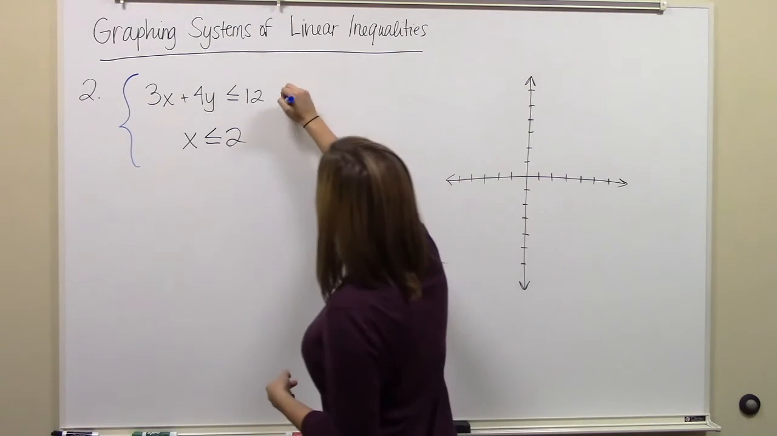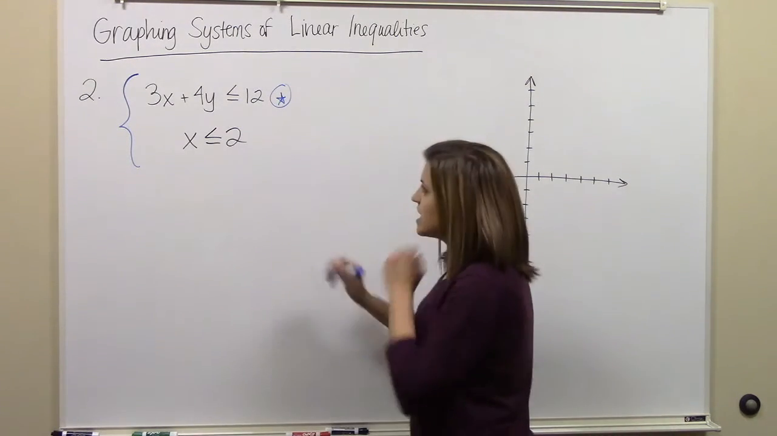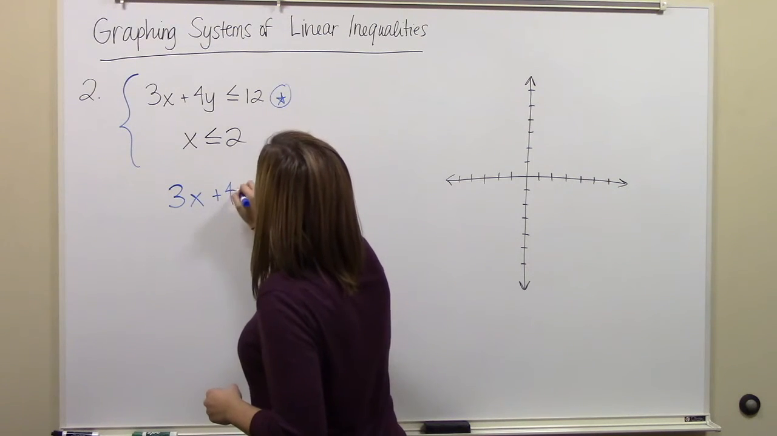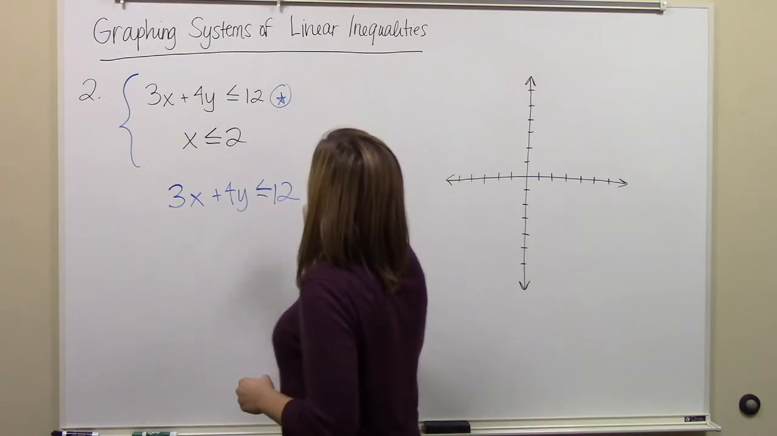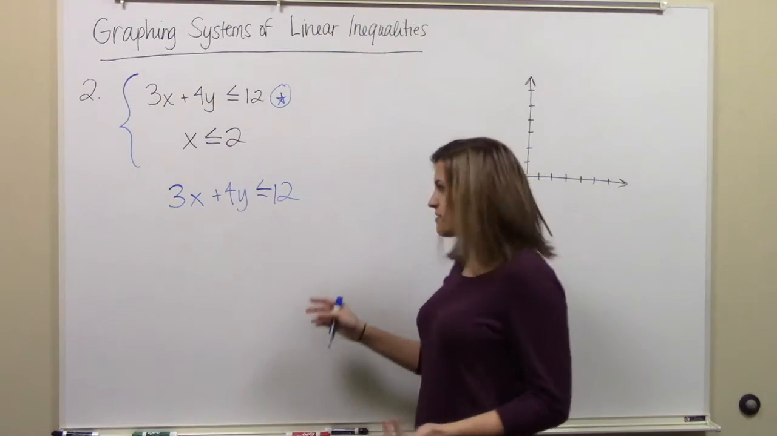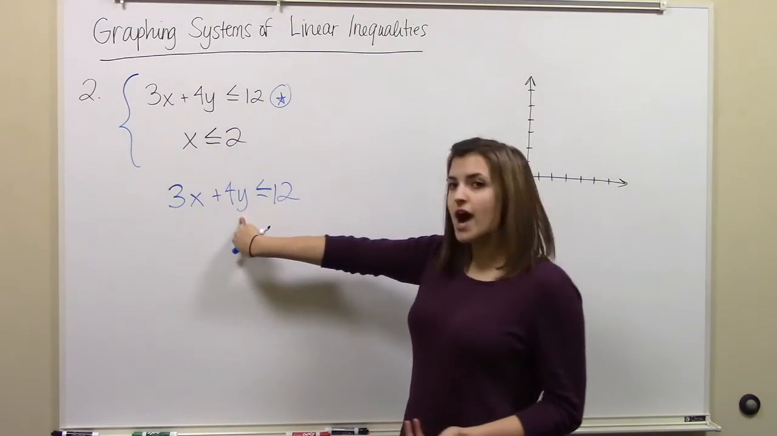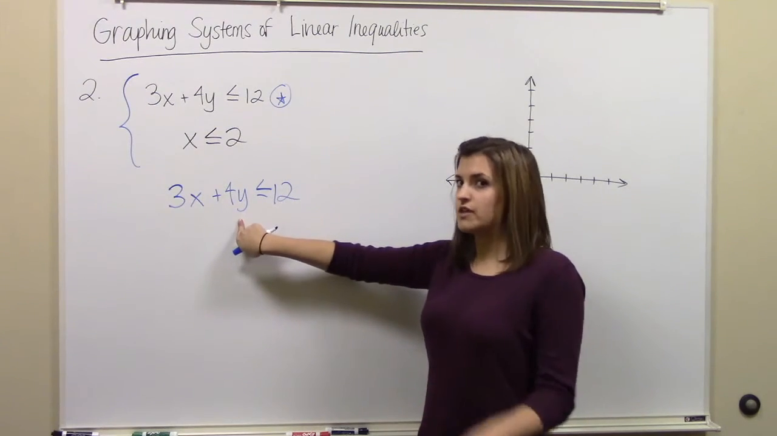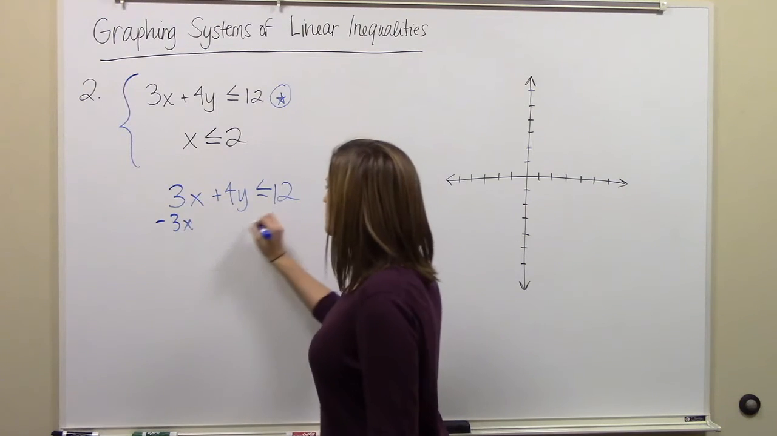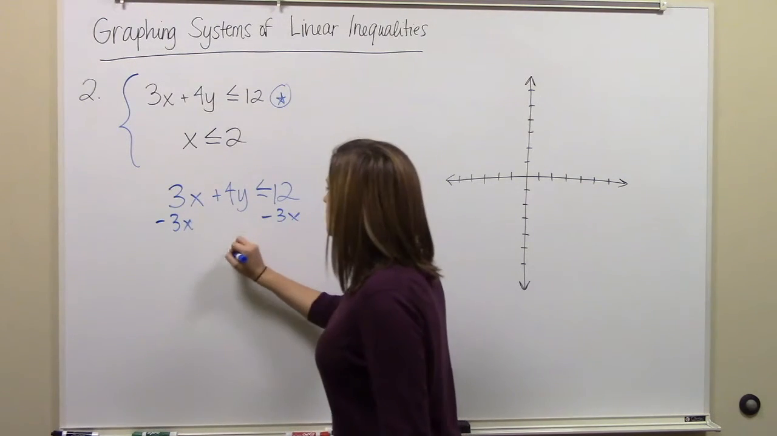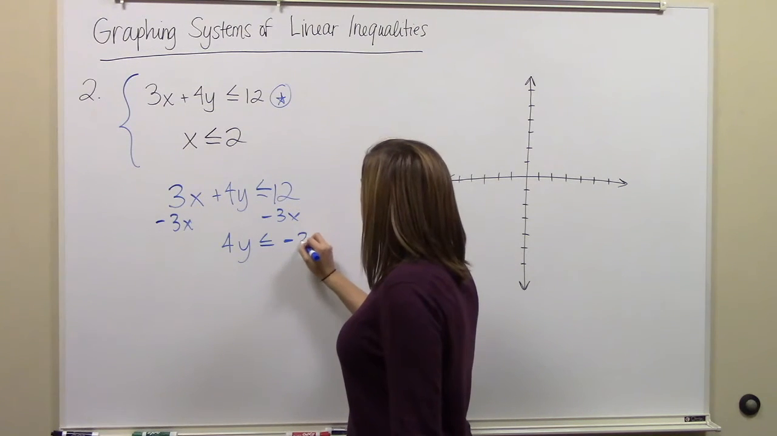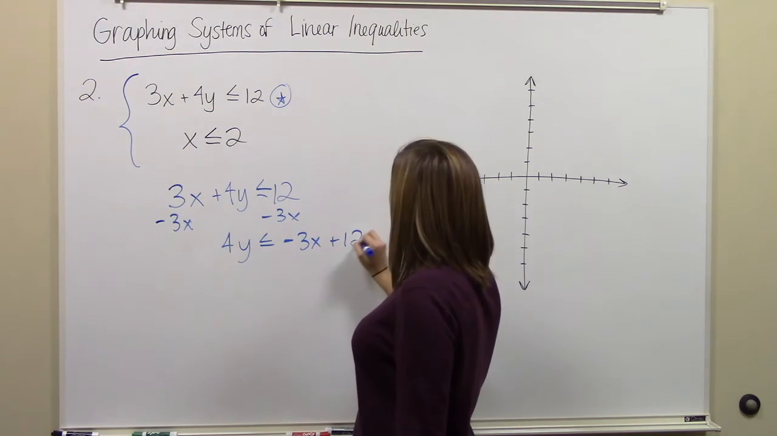I'm going to graph this one in blue. Now, if I take this inequality, and I say 3x plus 4y is less than or equal to 12, well, how can I convert this into slope-intercept form? If I convert it into slope-intercept form, I want to have the y on my left side alone, with nothing else. So I'm going to have to do a few things. First, I'm going to subtract 3x from both sides. So then I'll get 4y is less than or equal to negative 3x plus 12.